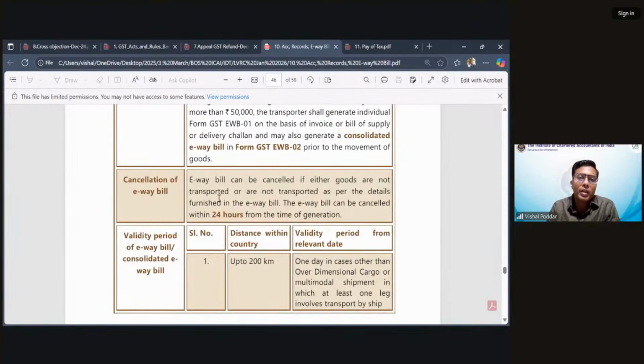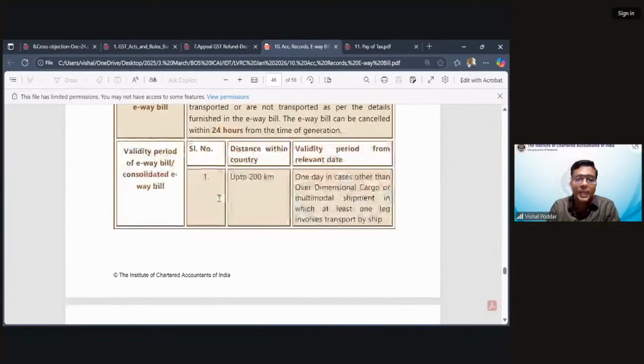Cancellation. An e-way bill can be cancelled by the generator within 24 hours and by the other party within 72 hours. So the person who has generated the e-way bill, for example, the supplier has generated. After generation, if he feels something is wrong, he can cancel the e-way bill within 24 hours. If the 24 hours period is gone, then he can request the other party. So I'm the supplier, the other party is the recipient. The other party has the option to accept or reject the e-way bill within 72 hours. If he takes no action, it is deemed accepted. So within 72 hours, the recipient also has the power to reject. These are the two ways how an e-way bill can be cancelled.